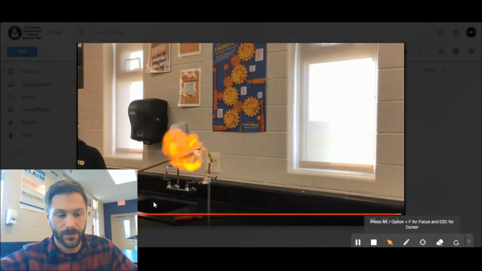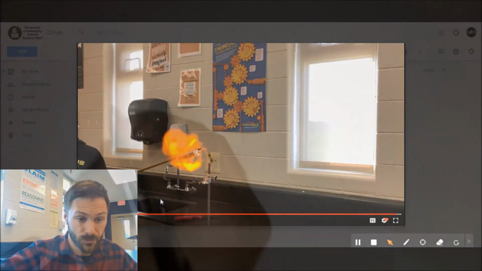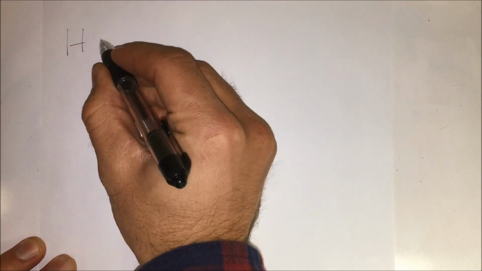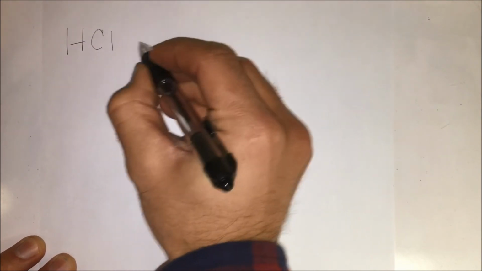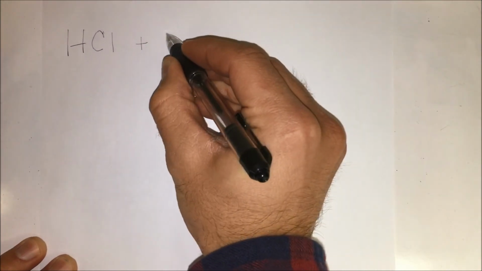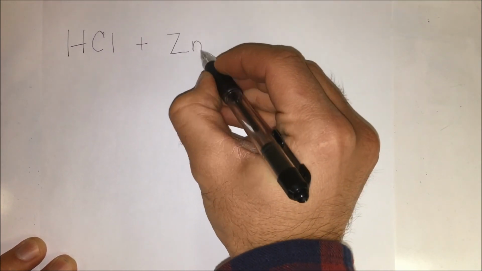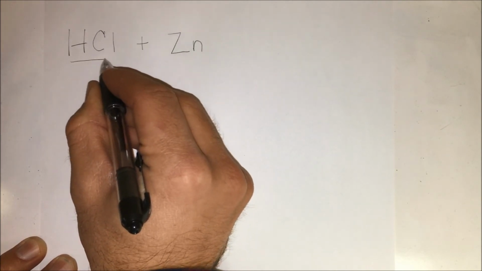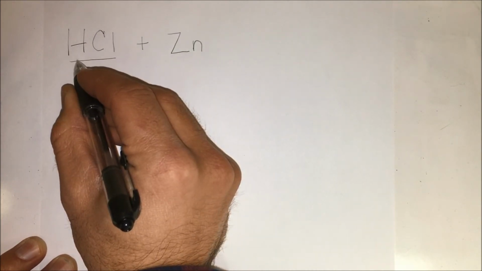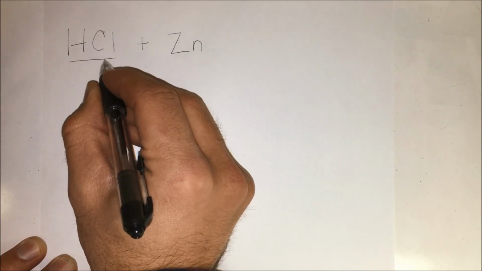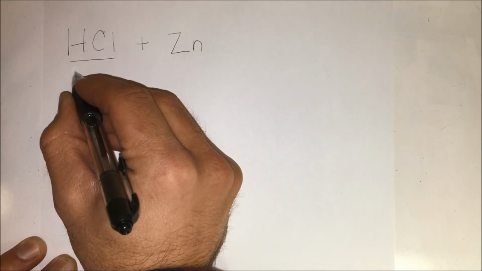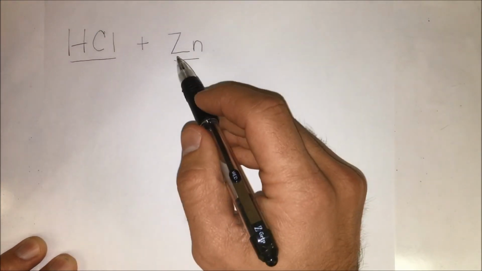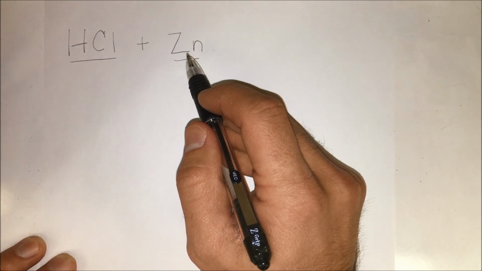All right, so let's talk about this a little bit more. We're reacting hydrochloric acid, which is capital H, capital C, lowercase l, with capital Z, little n, which is zinc. Right here, this is our hydrochloric acid. It's a compound because there's one hydrogen atom and one chlorine atom that make up the compound. Zinc is an element because it's pure, it's by itself. There are no other atoms that make it up.